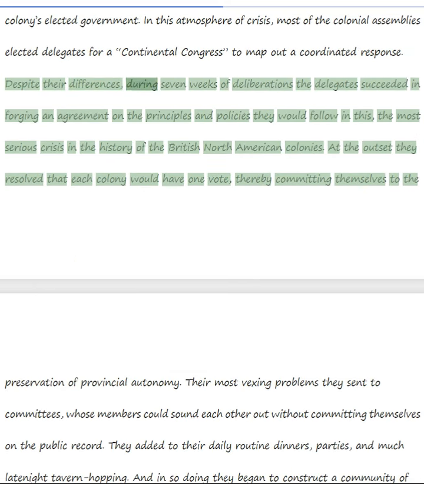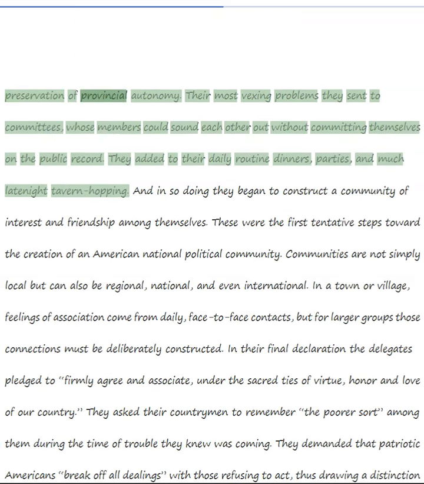Despite their differences, during 7 weeks of deliberations the delegates succeeded in forging an agreement on the principles and policies they would follow in this, the most serious crisis in the history of the British North American colonies. At the outset they resolved that each colony would have one vote, thereby committing themselves to the preservation of provincial autonomy. Their most vexing problems they sent to committees, whose members could sound each other out without committing themselves on the public record. They added to their daily routine dinners, parties, and much late-night tavern hopping.